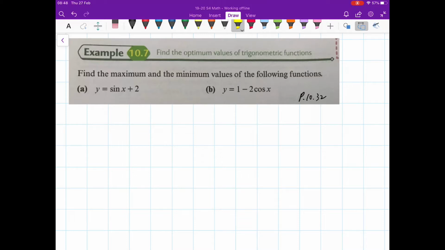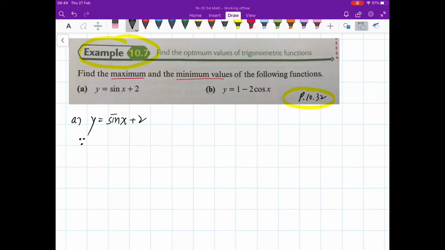I know that the graph may be difficult for some of you, but trust me that you can still do the calculation without the graphs. So I will talk about example 10.7 in your textbook, page 10.32. The question asks you to find the maximum and minimum values for the following functions. For part A, it is y equals sine x plus 2.